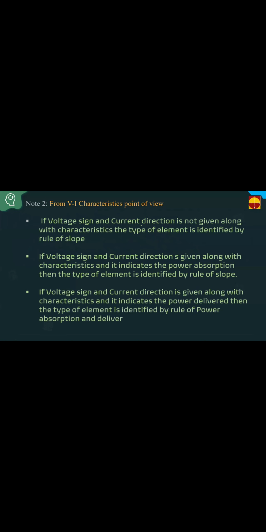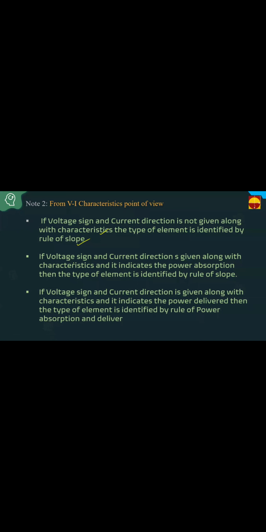If voltage sign and current directions are not given along with characteristics, that is, for any element, if only characteristics are given, there is no data regarding voltage polarity and current direction, then the type of element is identified by the rule of slope. By using the rule of slope only you have to identify the type of element. Slope is positive, passive element. Slope is negative, active element.